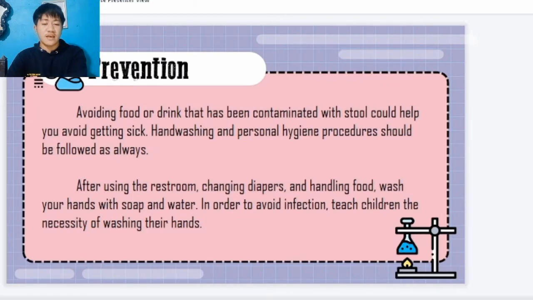Prevention: avoiding food or drink that has been contaminated with stool could help you avoid getting sick. Hand washing and personal hygiene procedures should be followed as always. The rationale of hand washing is to remove microorganisms from the hands, preventing potential transfer. Organisms are known to survive and multiply on human hands, creating the opportunity to infect others or the host. After using the restroom, changing diapers, and handling food, wash your hands with soap and water to avoid infection, and also teach children the necessity of washing their hands.